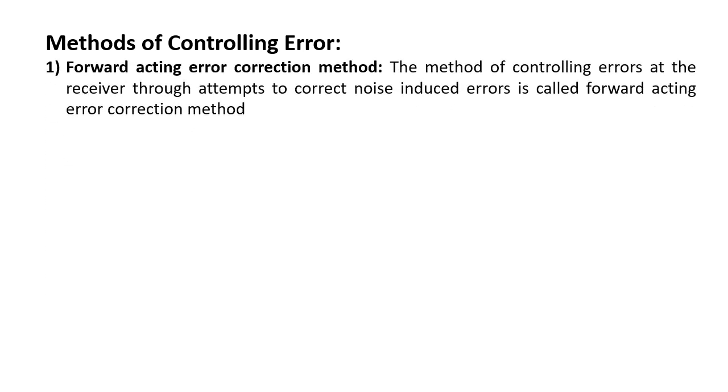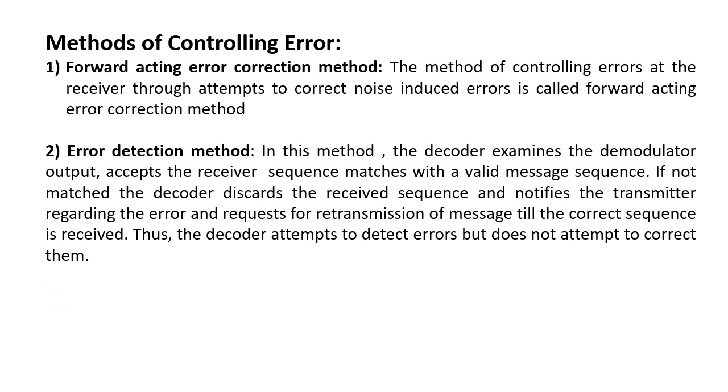Methods of controlling the errors. There are two methods for controlling the errors. The first one is the forward acting error correction method. The method of controlling the errors at the receiver through attempts to correct noise-induced errors is called the forward acting error correction method. The second is the error detection method.